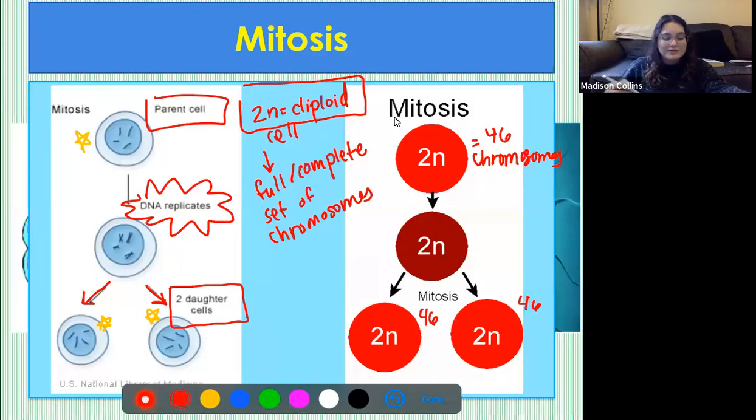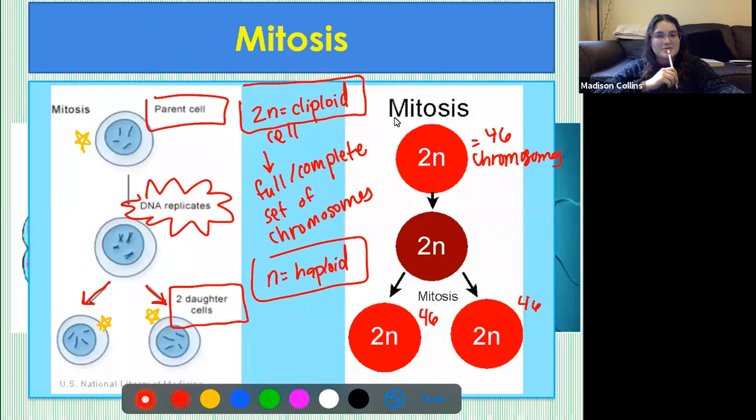And then tomorrow, I believe, we'll also learn about something called a haploid number. But I'll let you guys predict what you think that means. And then we'll learn about it tomorrow.